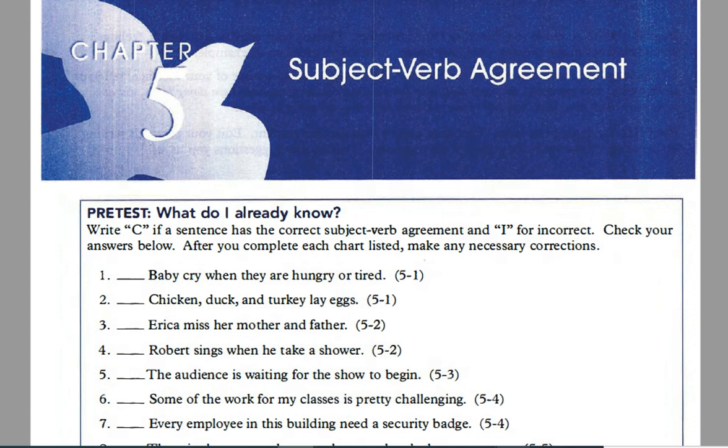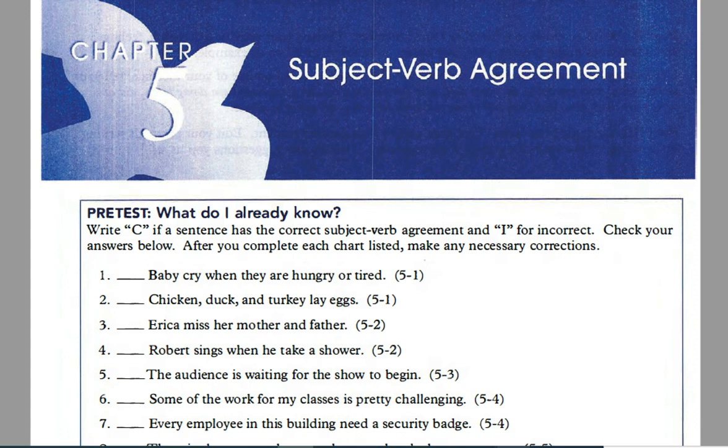We chose from this book, Understanding and Using English Grammar. The edition is the 5th edition. This book is closer to the students, especially EFL or ESL learners. And we have to start from chapter 5. We have subject verb agreement.